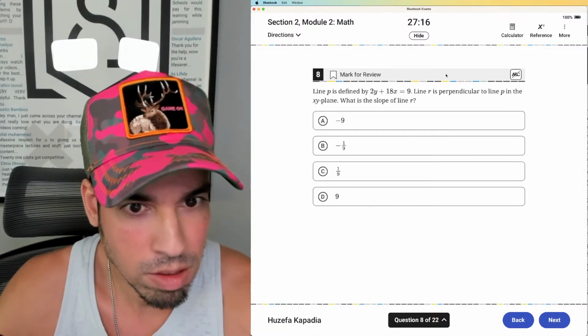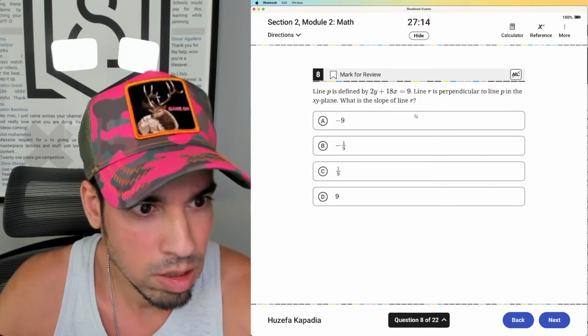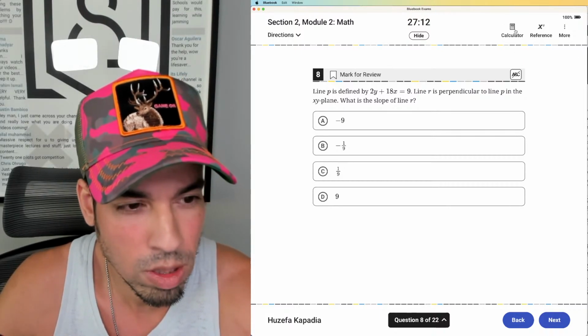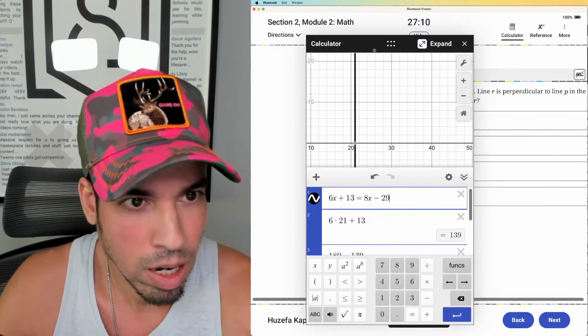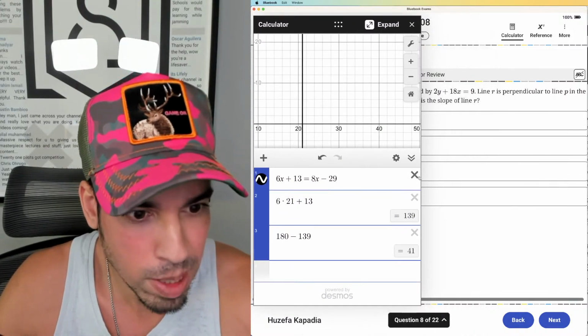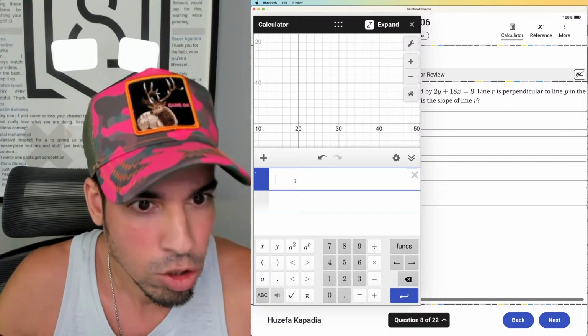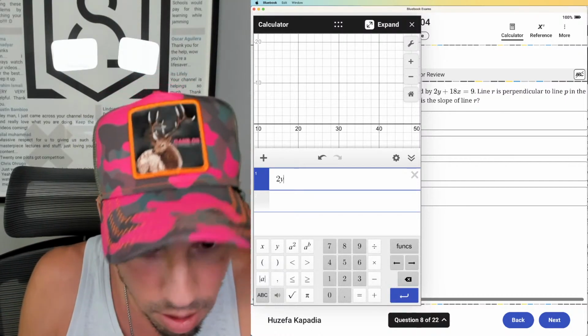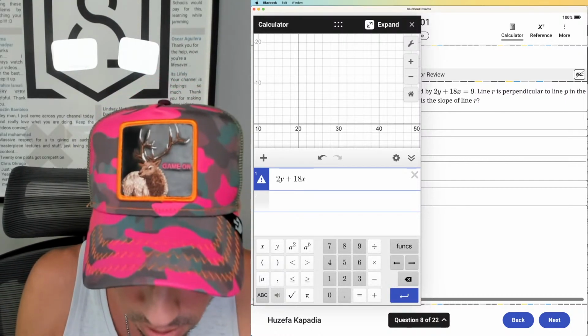Okay, 8. Line P is defined by this. Yes, totally. We can do this here. Okay, I'm going to show you. You can do this by the look test. Let's see how it looks. So we'll say 2y plus 18x equals 9.